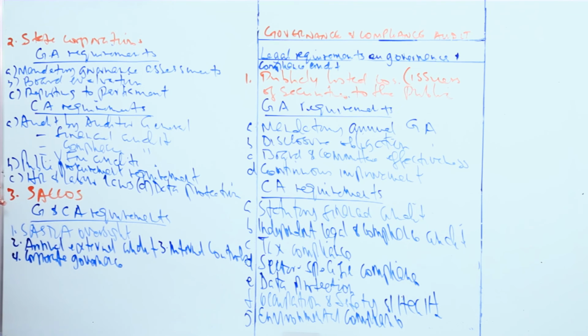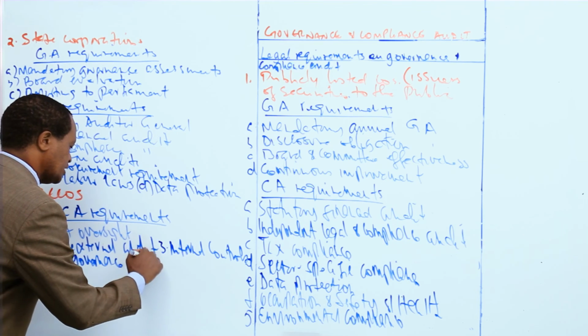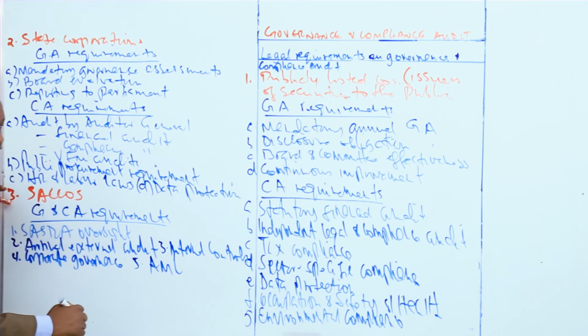Then we have the anti-money laundering, compliance with anti-money laundering. 5, compliance with anti-money laundering. This is compliance with anti-money laundering and counter-terrorism financing regulations, including know your customer procedures and reporting suspicious transactions to the Financial Reporting Center.